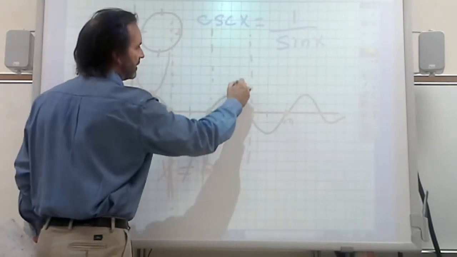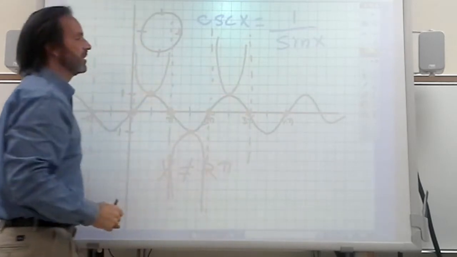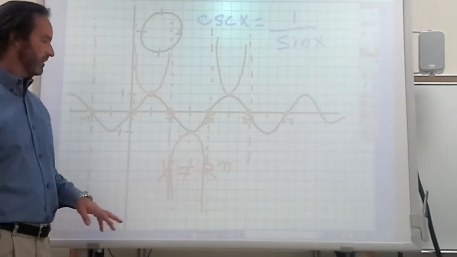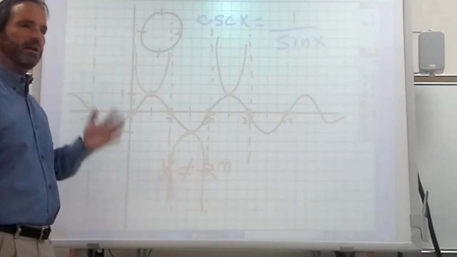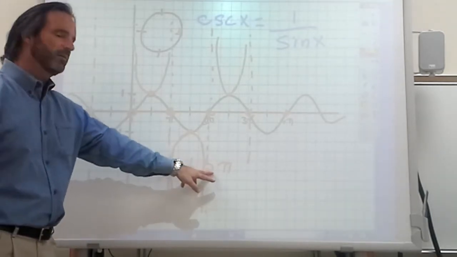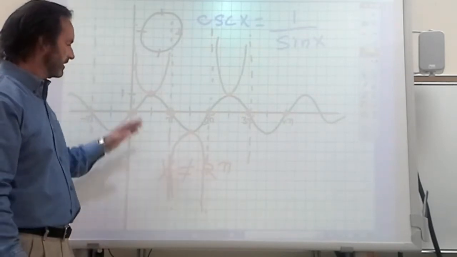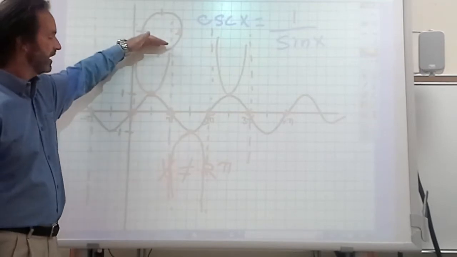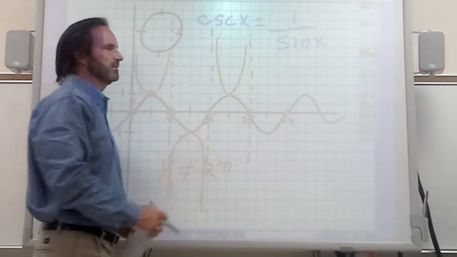Okay? So that's how you graph cosecant. Alright? Domain: everything but intervals. We eliminate every interval of pi, k pi, where k is an integer. Okay, 0, pi, 2 pi. Okay? Range: 1 to infinity and negative 1 to negative infinity.